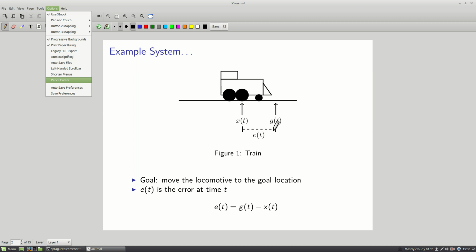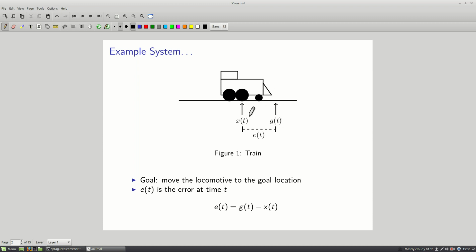So here we've got the notation that we're going to use to describe this system. So x(t), we'll use that to denote the state of the locomotive at time t, the configuration of the locomotive at time t. And in this case, that's just referring to its position along the tracks. G(t) will be used to denote the goal configuration. So that's where we want the robot to end up. And e(t) is going to express the error, right? And that's just the difference between those two. So e(t) is just the goal minus the current state.